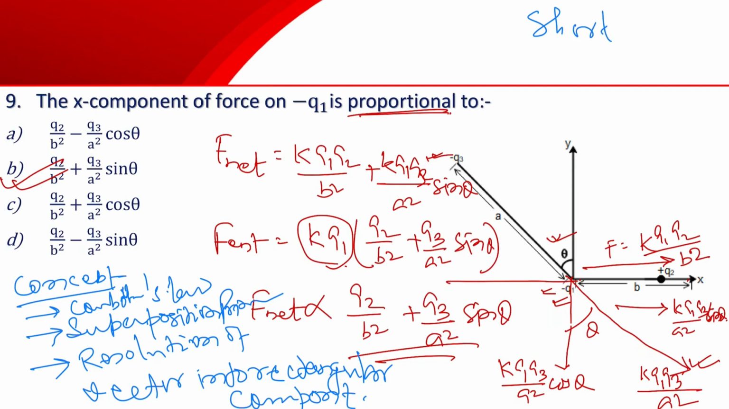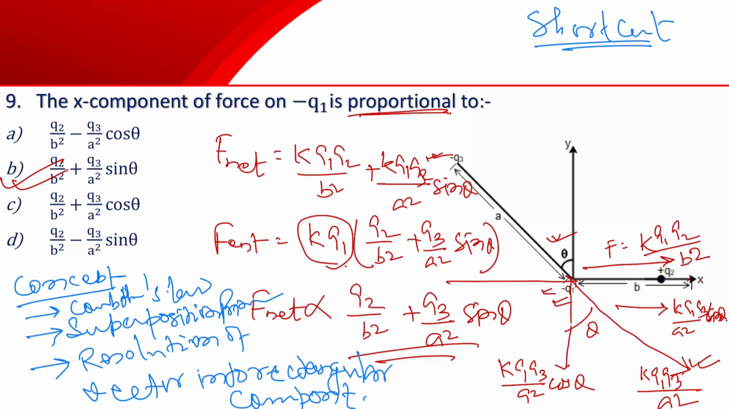And see, we can do this question by a shortcut also. See, Q2 charge is on the x-axis, so for this no sine or cosine component will be there. So Q2 by b square, where b square is in the denominator, in that case no sine or cosine factor will be there.